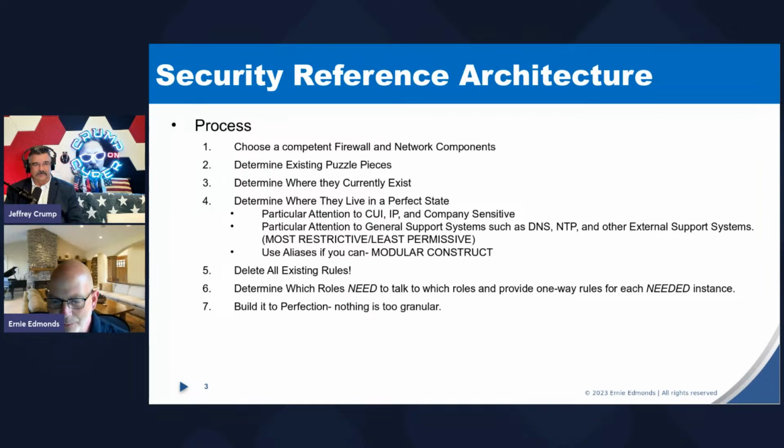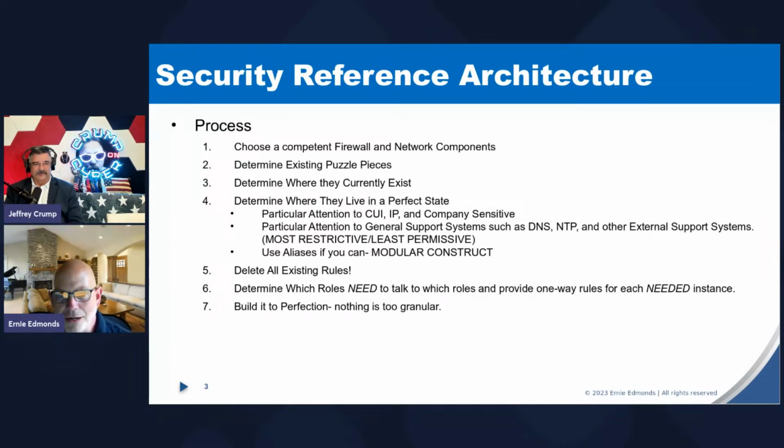When I was a kid, we used to dump out the erector set and see what we could build. So that's kind of what you're going to do now. Determine where stuff exists. Where does your CUI live now? Is it all over the place? Is it on workstations? Is it in databases somewhere or flat file systems like NTFS or whatever? Figure out where this stuff is, and then figure out what a perfect state looks like for yourself. This is how you implement this stuff. Pay particular attention to the CUI, intellectual property, anything company sensitive.